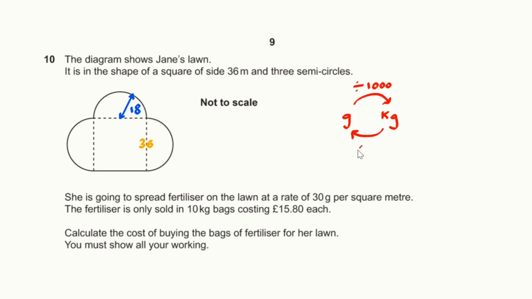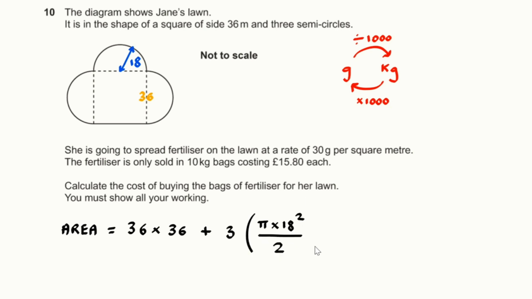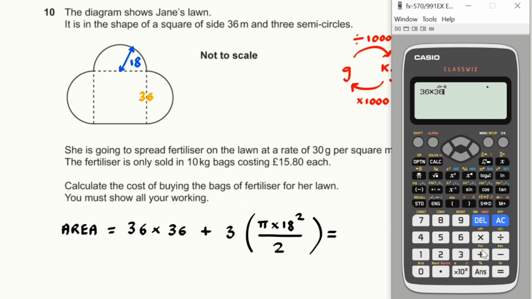Kilograms to grams, we multiply by 1000. What we can do is find out the area of the lawn. The area is equal to, well, I've got 36 times 36, and then I need to add on to this 3 semicircles. Those have areas pi times 18 squared divided by 2. Area of a circle divided by 2 is the area of a semicircle. So let's work all of this out. 36 times 36 plus 3 lots of pi times 18 squared over 2.